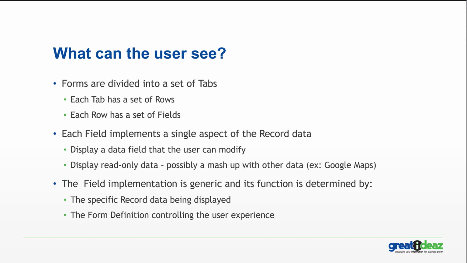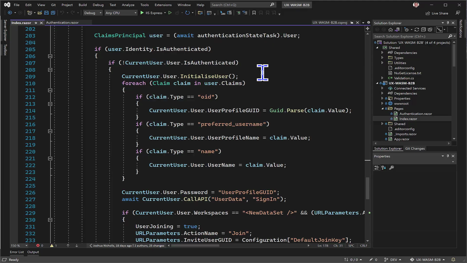As we've already seen, a form is divided into a set of tabs. Each tab has a set of rows. Each row has a set of fields. Let's have a look at that in code. So here is some sample code for you to look at. This code is available for you to download on the greatideas.com website, and there's a bunch of documentation that describes this functionality in detail in the TrellisPark Academy.